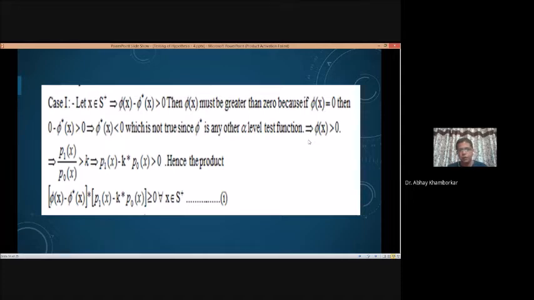Phi of x is equal to 1 कब आता है? When p1x upon p0x is greater than k. So when I say that अब greater than 0 आ रहा है, मतलब वो 0 नहीं हो सकता, less than 0 नहीं हो सकता, या any value lying between 0 and 1 नहीं हो सकता, right? Because it is strictly greater than 1. Let me show you that test.